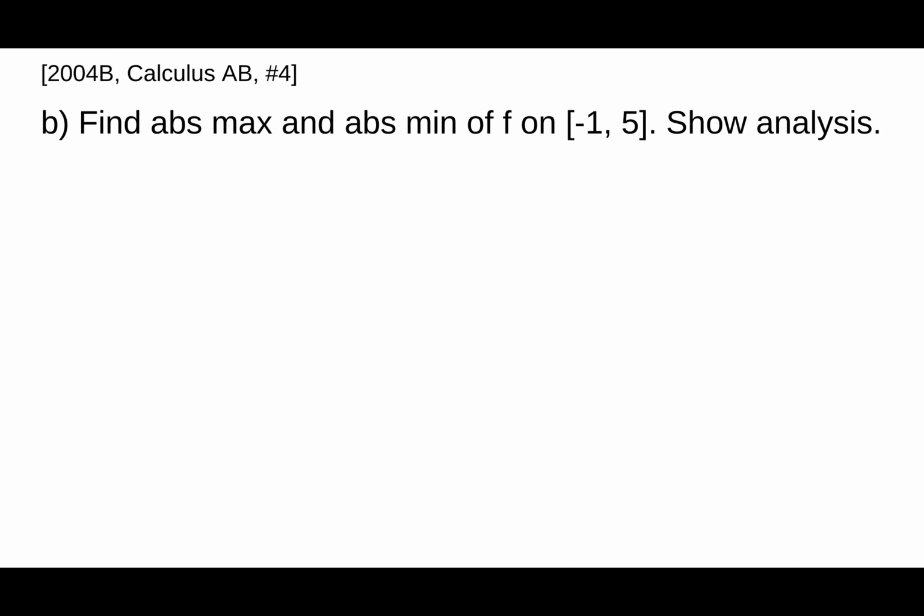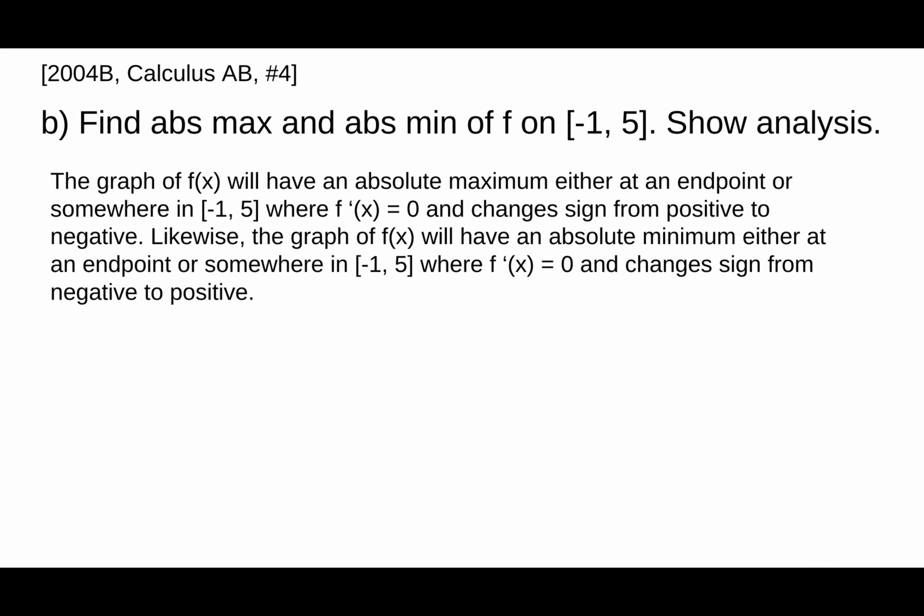In part B, we are asked to find the absolute maximum and absolute minimum of f on the interval from -1 to 5, and to also show the analysis that leads to our conclusions. All right, well, the graph of f will have an absolute maximum either at an endpoint or somewhere in -1, 5, where f prime of x is 0 and changes sign from positive to negative. Likewise, the graph of f will have an absolute minimum either at an endpoint or somewhere in the interval -1 to 5, where f prime of x is equal to 0 and changes from negative to positive.